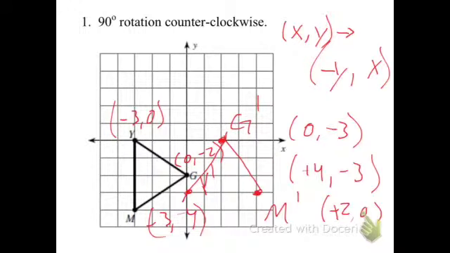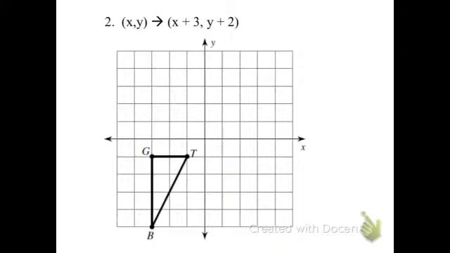So now I've got my 3 vertices. Not coordinates, my 3 points. I have my triangle. And that's this guy rotated 90 degrees around the origin, counterclockwise.